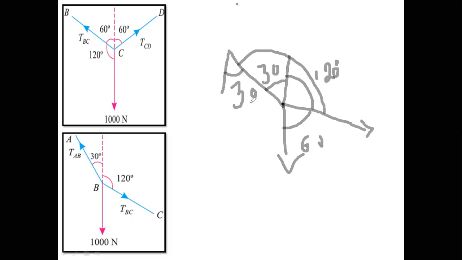So here what is happening? The angle from here to here is 90 degrees, and here 30 degrees has already gone. So the remaining is 60 degrees. So 150 degrees, 60 degrees and 150 degrees are the angles between the forces. So the free body diagrams at B and C will appear like this.